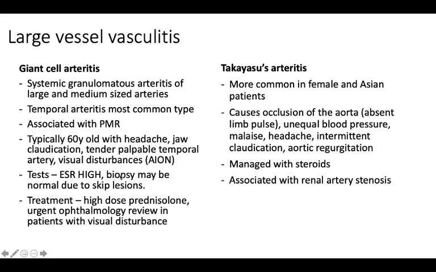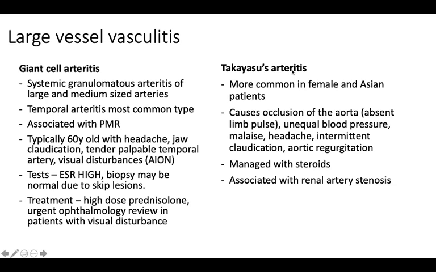So another test you can do is a biopsy of the artery, but sometimes it might be normal because of skip lesions. So the part of the artery that you biopsy might not have the pathology, but it doesn't mean that you can rule it out. In terms of treatment, you give high-dose prednisolone, around 50 to 60 milligrams, and like I said earlier, urgent ophthalmology review in patients with visual disturbance, because the visual loss might be permanent. So that's giant cell arteritis.